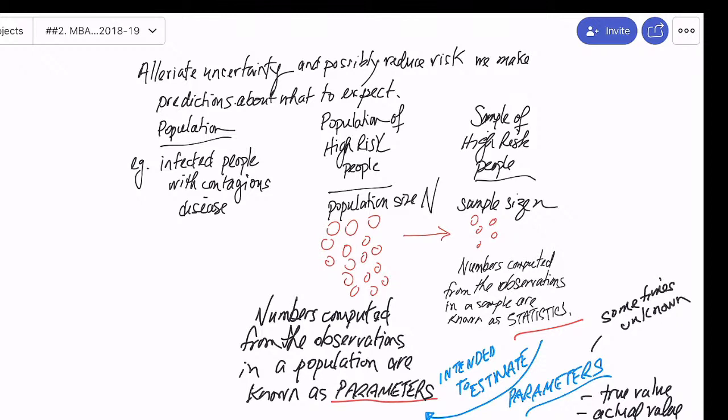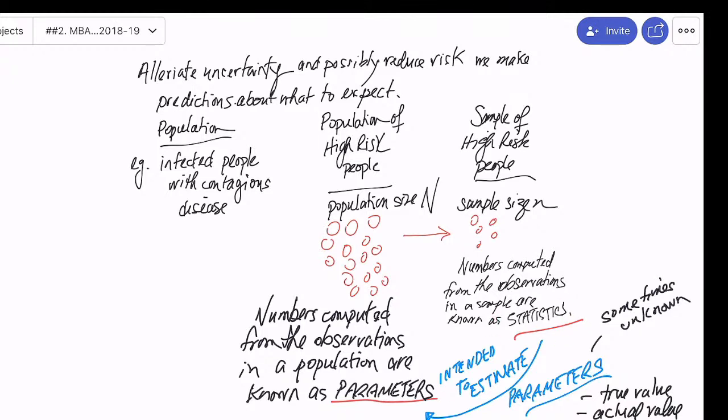We don't really know the number of people infected in the population. We don't, but we can try and estimate it, and we study statistics to develop better and better estimators, okay? So that's the distinction between statistics and parameters.